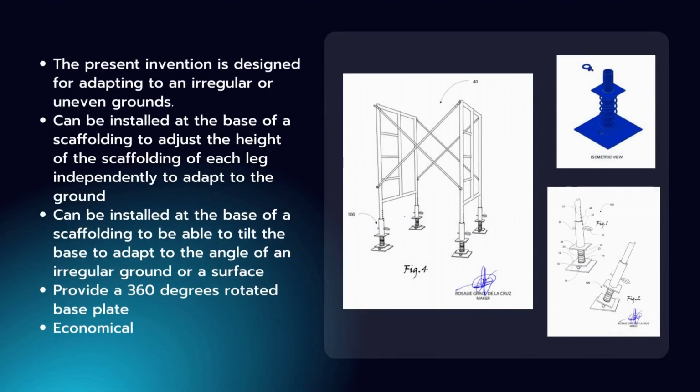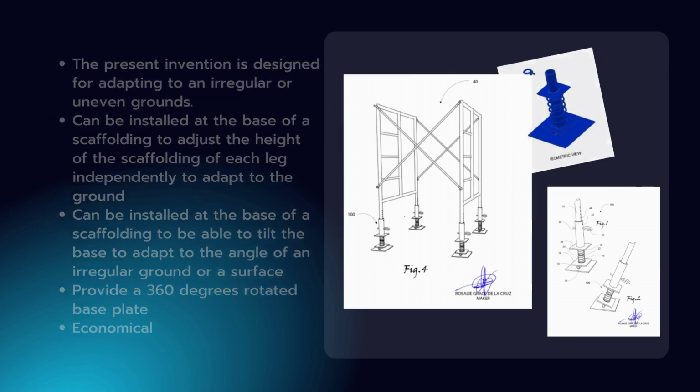The present innovation is designed for adapting to an irregular or uneven ground. It can be installed at the base of a scaffolding to adjust the height of the scaffolding of each leg independently to adapt to the ground. It can be installed at the base of a scaffolding to be able to tilt the base to adapt to the angle of an irregular ground or surface. It provides a 360-degree rotated base plate and it is economical.